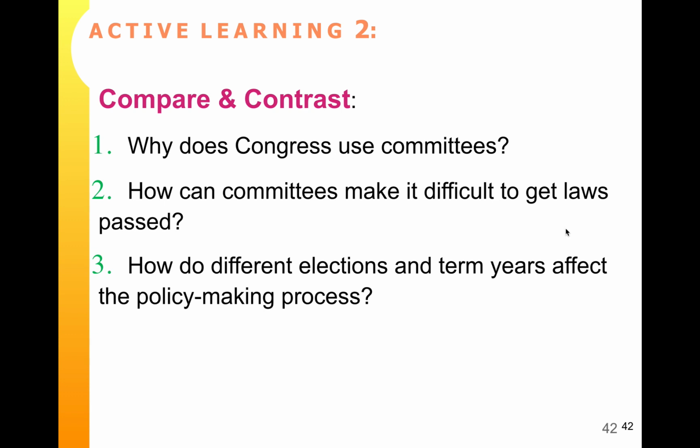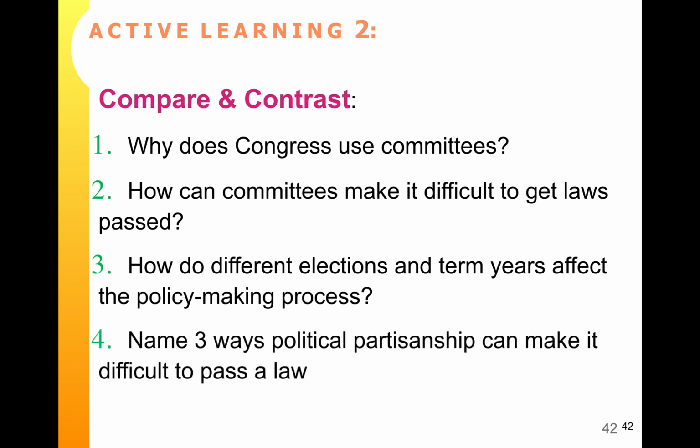Question 3, how do different elections and term years affect the policymaking process? We know that a law doesn't just get written and then go into committee and get voted on all within a couple of days. So elections, which are in 2, 4, or 6-year terms, can also affect how we make policy and how we pass laws. Think about the good and bad parts to that. And question number 4, I want you to name 3 ways political partisanship, ideologies, and political parties can make it difficult to pass a law.